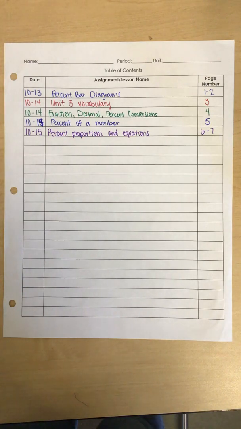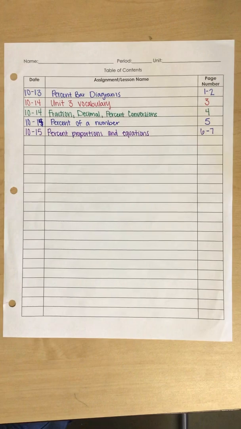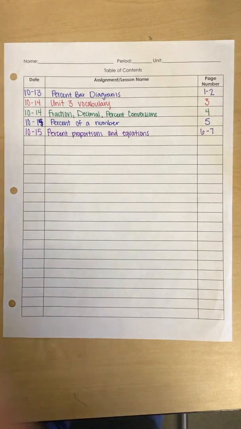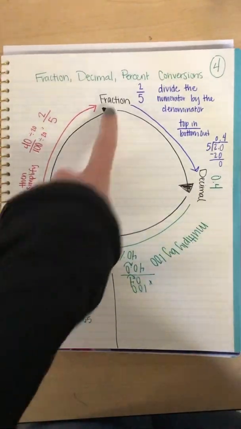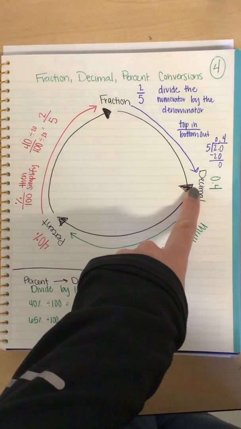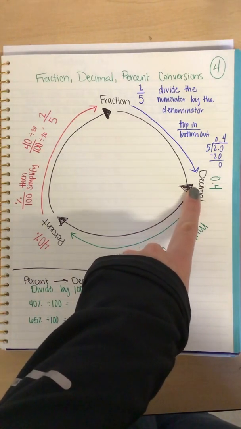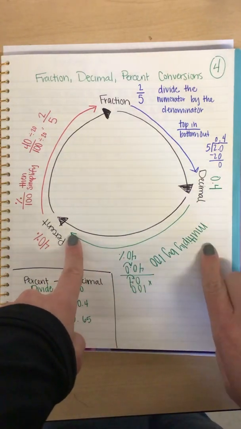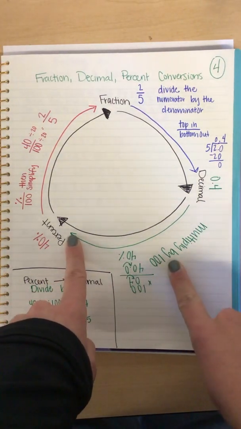So yesterday we looked at converting. We looked at how to convert a fraction to a decimal to a percent. So if you think back to that or look back at your notes, you can always take a fraction and change it to a decimal by dividing, the numerator divided by the denominator. Then you can take your decimal and you can change it to a percent. And you do that by multiplying by 100.